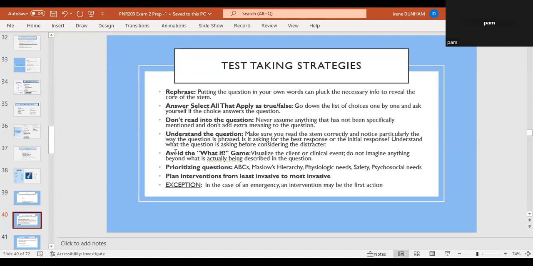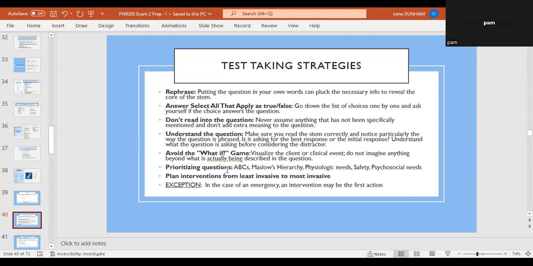Now, avoid the what if. Don't read into it. That's called a what if game. Visualize the client or clinical event. Do not imagine anything beyond what's actually been described in the question. That's really big because a lot of students do that, and they'll go, well, what if? I say, well, that's not what the question's asking you. So remember that little statement: what's the question asking you?